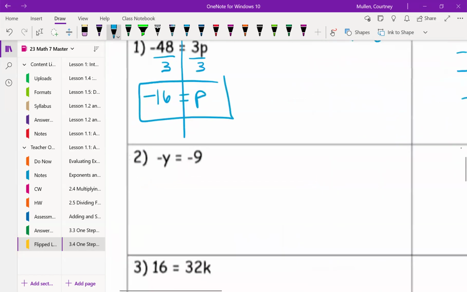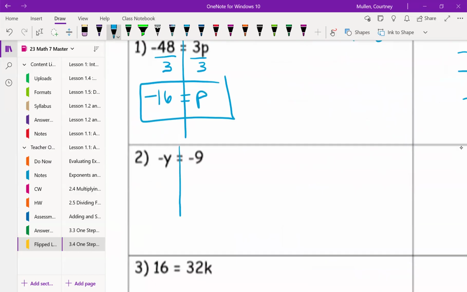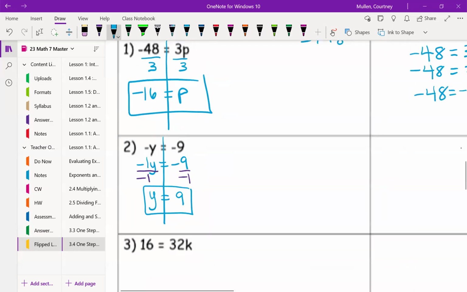Now, what do you think the coefficient on number 2 is? What's the coefficient in front of the y if there's a negative there? That's right, it's negative 1y. So what would we need to divide by? Negative 1. So what's our solution? Y equals positive 9.